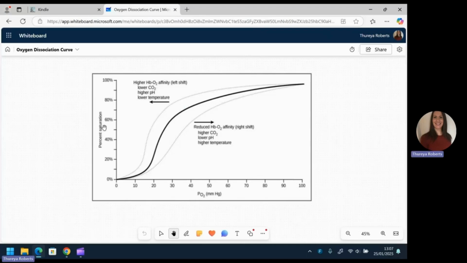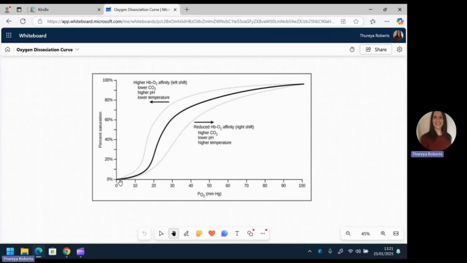So in my previous video on haemoglobin, I talked about its cooperative binding, which is when one oxygen molecule binds to haemoglobin, it changes the shape of haemoglobin, making it easier for subsequent oxygen molecules to bind. So if you haven't watched that video already, please go back and watch the video called The Structure of Haemoglobin. So therefore it increases haemoglobin's affinity to bind to oxygen, or you can think of it as increasing its attraction for oxygen.